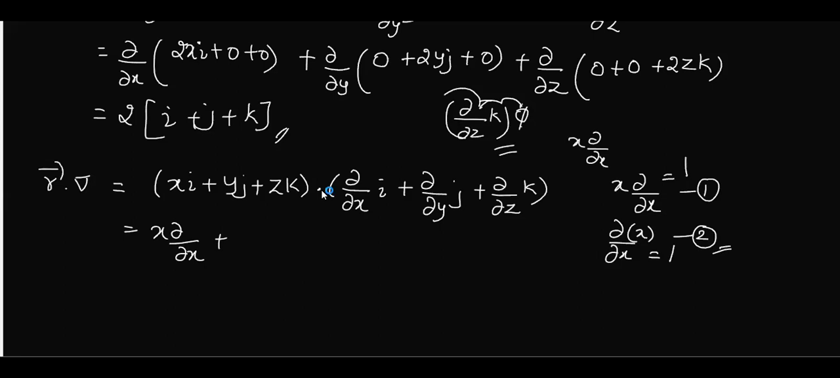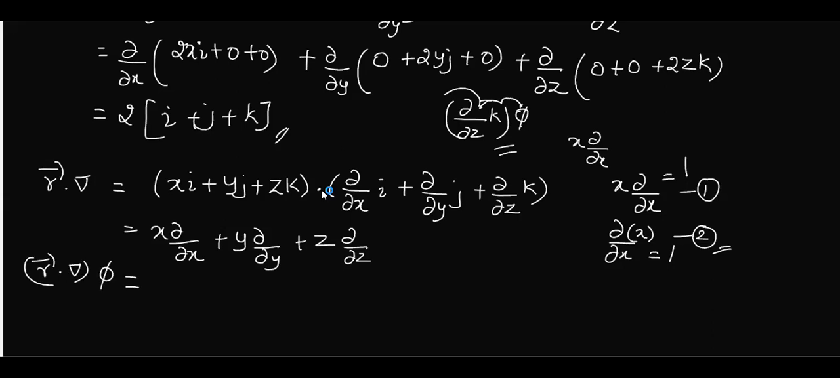Similarly, what do I have to write for the next term? Y dou by dou Y, and Z dou by dou Z. No doubt, it is not giving any meaning by itself, but you don't have only this part. The question is still extended by applying phi on this. So this is the value of R dot del. Now take R dot del and operate it on phi.